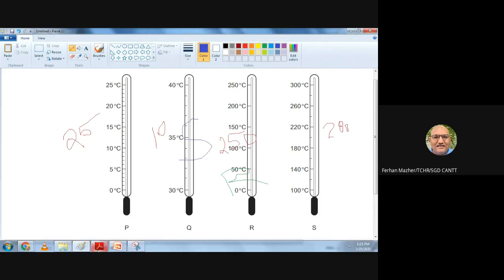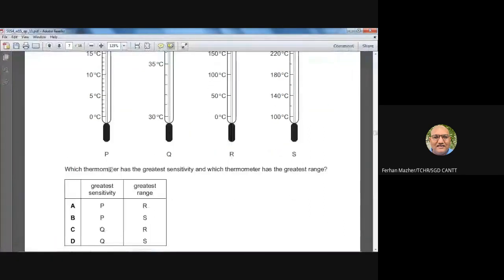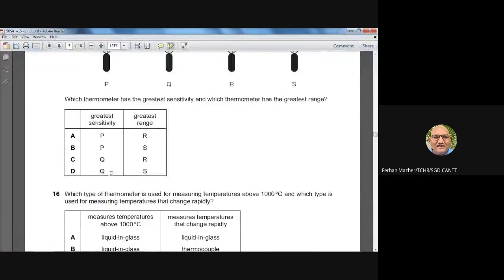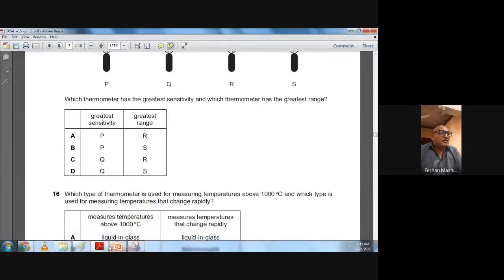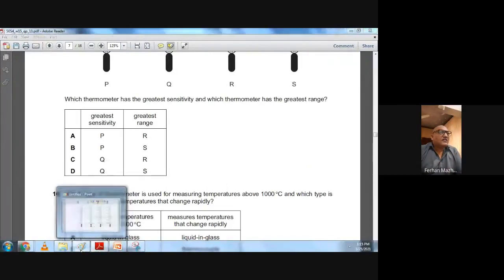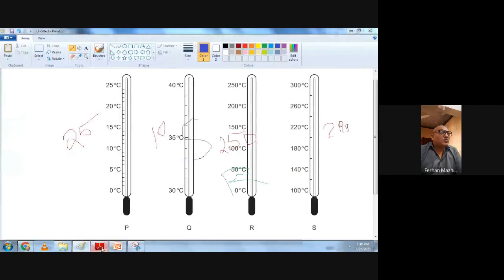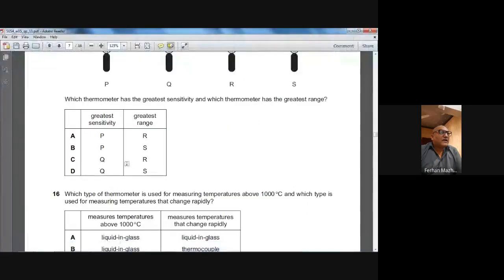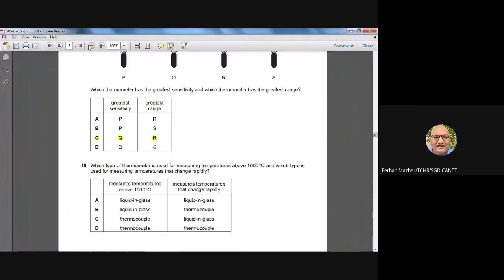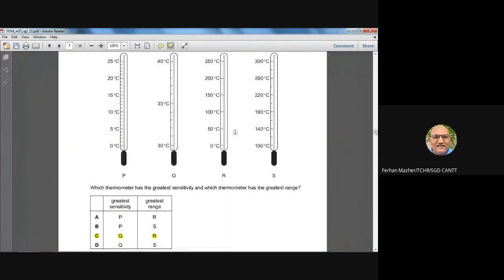Let me check the answer. The greatest sensitivity will be Q and R. So C. This is the answer. Let me reduce the size so you can see the whole question all together.